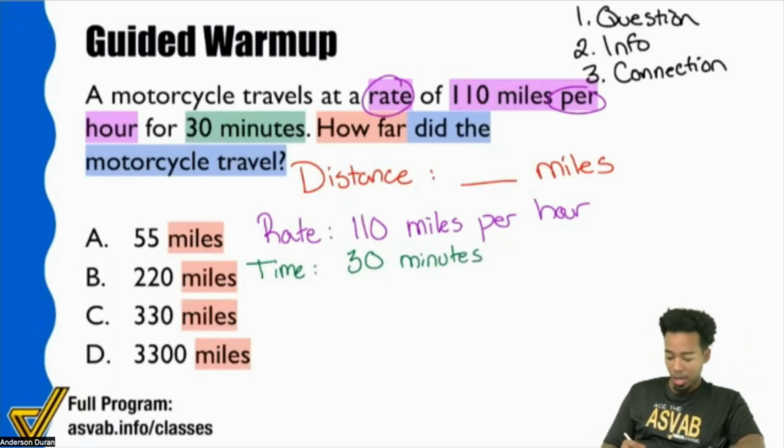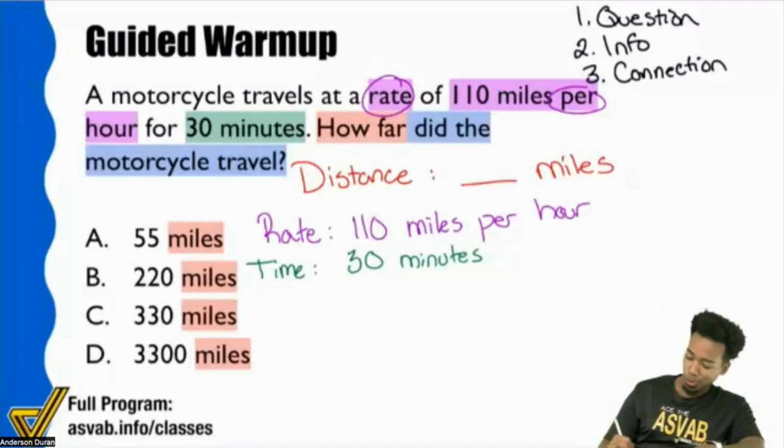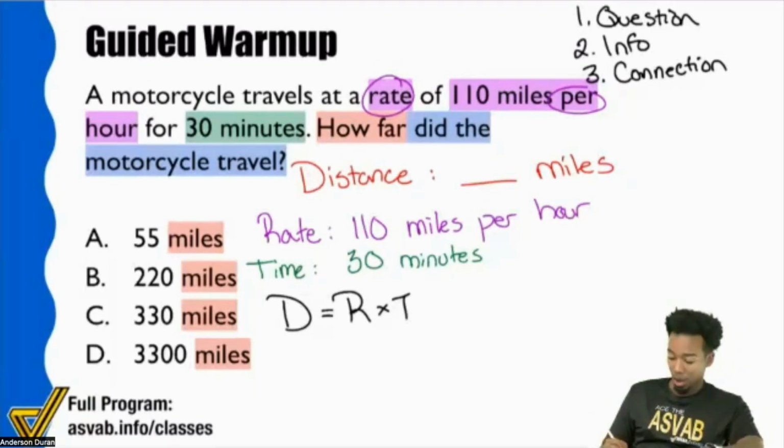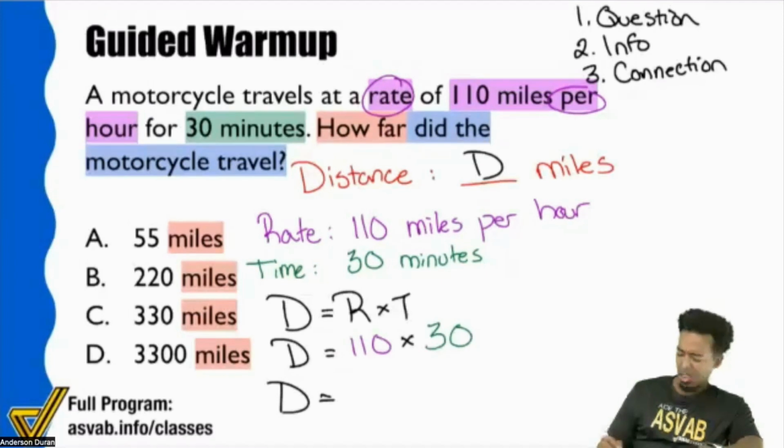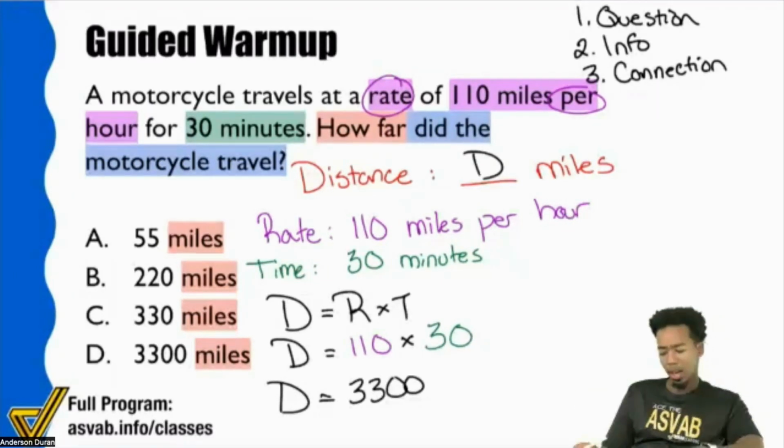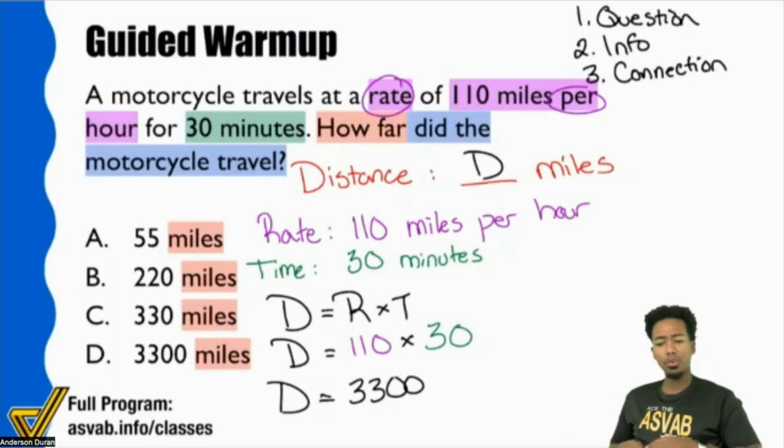A lot of us might understand that the formula is distance equals rate times time, right? We might be feeling pretty excited about that. We know that D equals R times T, and we might be looking at this saying, okay, I'm looking for the distance, so I'm going to keep that the same. My rate is 110, and my time is 30 minutes. And when I do that, 110 times 30, if I do the math, that's 3,300 miles. Who here got 3,300 miles?